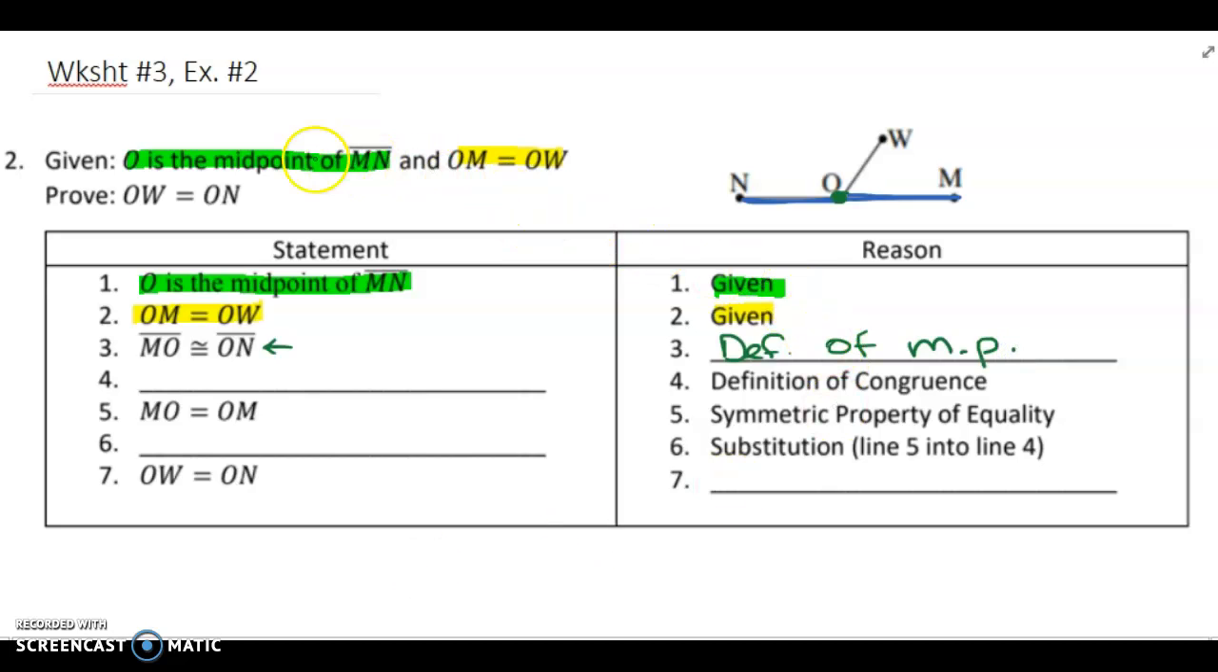All right, now number 4, notice we have to fill in the left side of the equation, but the right side is given. And the right side is just the definition of congruence. Okay, so we know that 2 things that are congruent are also equal. So MO equals ON. Okay, now I'm given MO is congruent to OM.